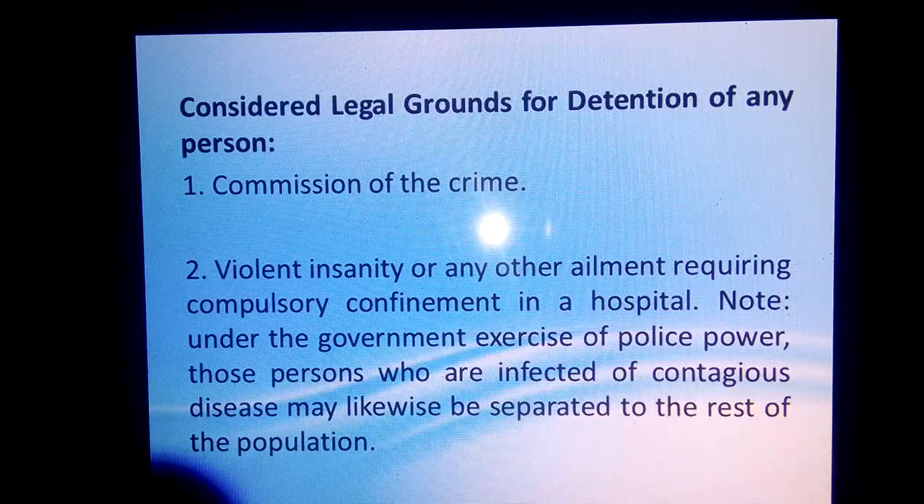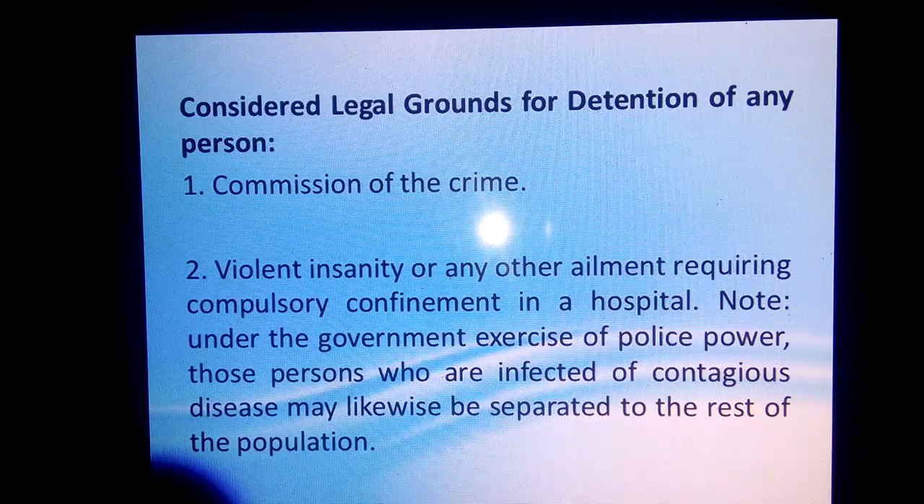This is actually in the perspective of avoiding the infectious or contagious disease to other individuals. So the government's initiative is somewhat like to separate those individuals who are suffering from contagious disease that might contaminate or be able to communicate it to other individuals. Therefore, they need to be arrested through police power, but not by means of commission of crime, but for the purpose of the health concern of the state.